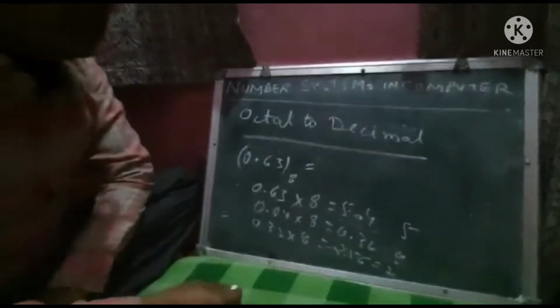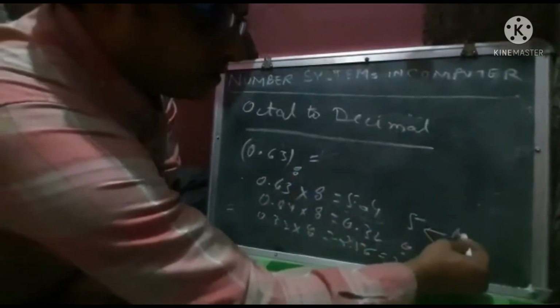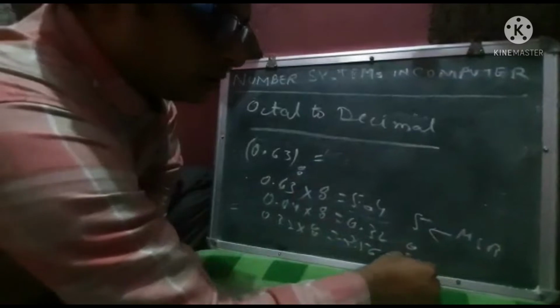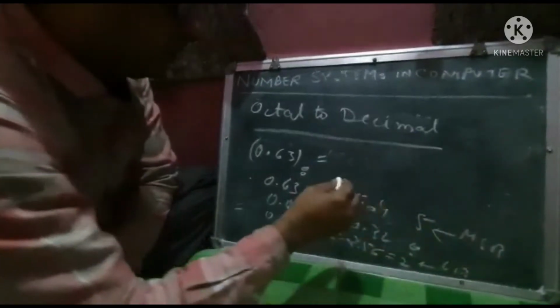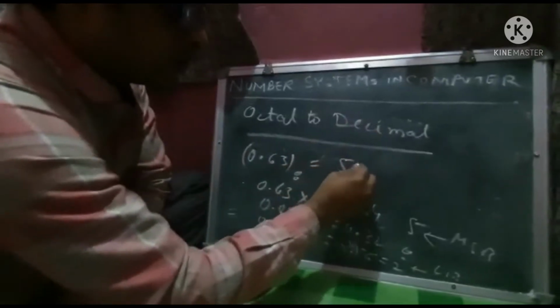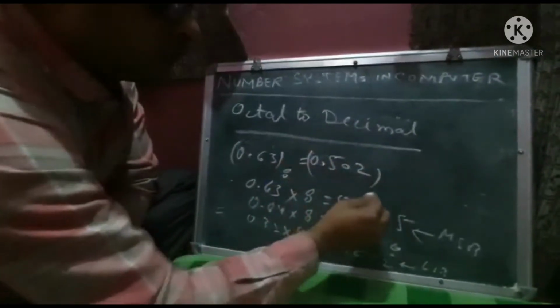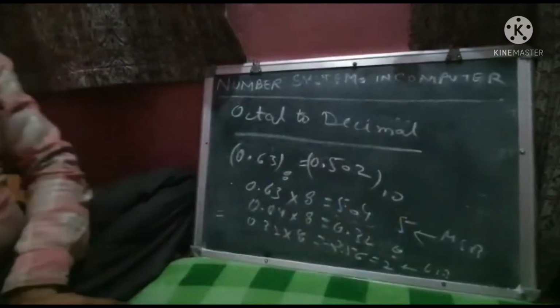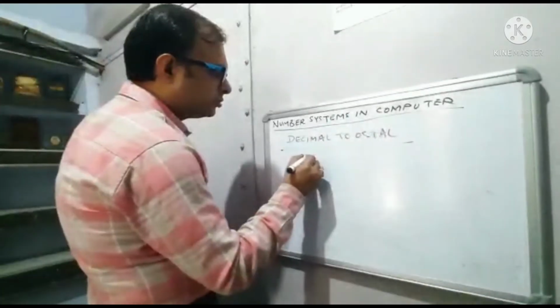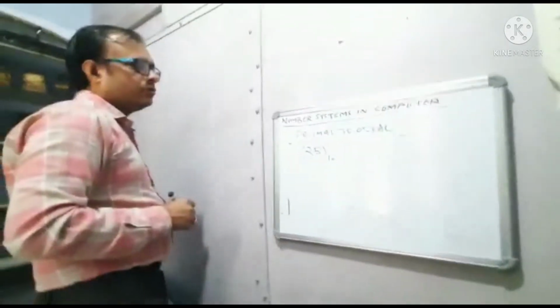So what is the result? This is the most significant bit, and this is the least significant bit. So we write the result from most significant bit to the least significant bit, that is 0.502. This is equivalent to the decimal value.